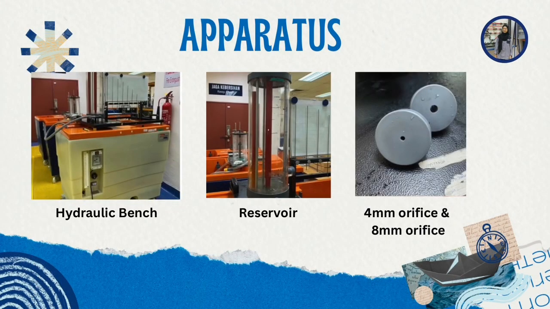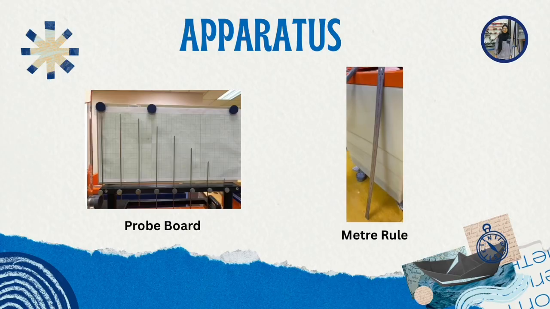Now, let's see the apparatus. We have a hydraulic bench, reservoir, 4 mm orifice and 8 mm orifice, prop board, and meter rule. Let's go see the procedure.